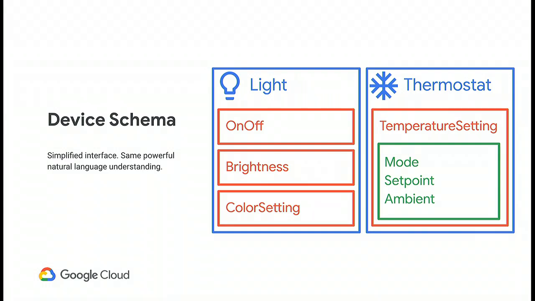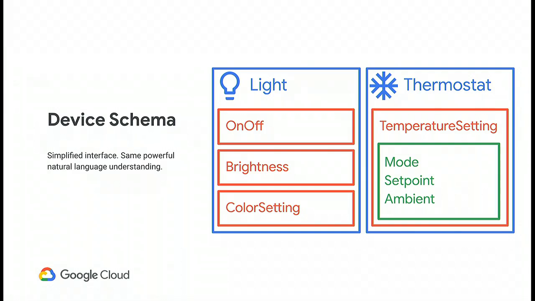Within these individual device types, these encapsulate a series of what we call traits that define what the capabilities are of that device. So for example, with the light, that device can be turned on and off, you can adjust the brightness, or you can, in some cases, maybe modify the color setting. Whereas for a thermostat, you have the capability of modifying what we call the temperature setting, okay?